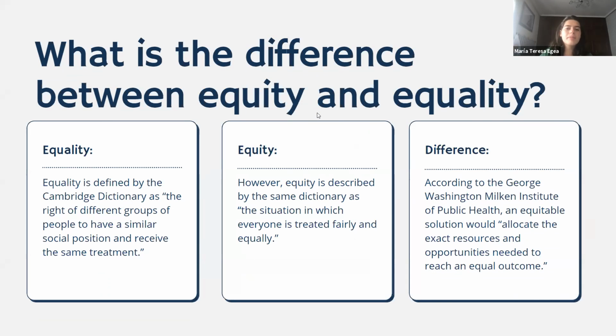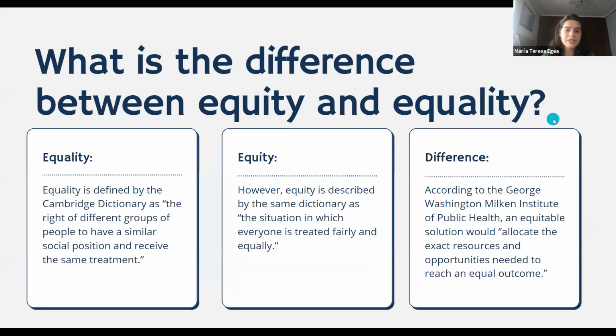So often many people mistake what equality and equity mean. To make sure that in this workshop we understand what we're talking about, we're going to establish the difference between these two terms. So let's look at each of their definitions. Firstly, let's see what equality is defined as. Again, according to the Cambridge Dictionary, equality is defined as the right of different groups of people to have a similar social position and receive the same treatment.